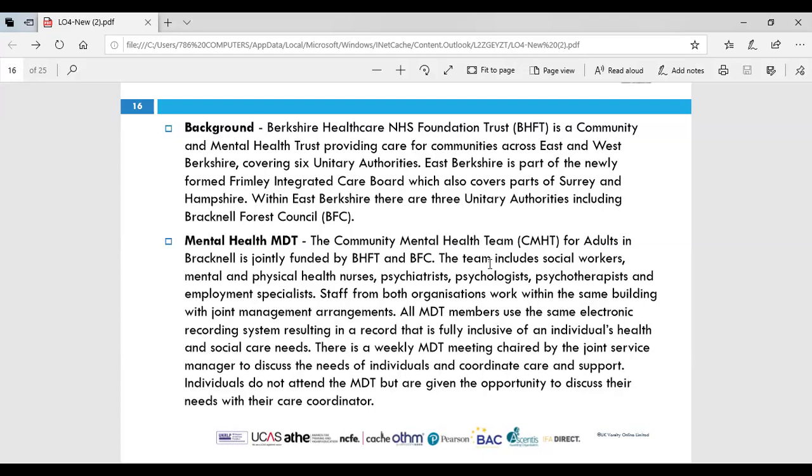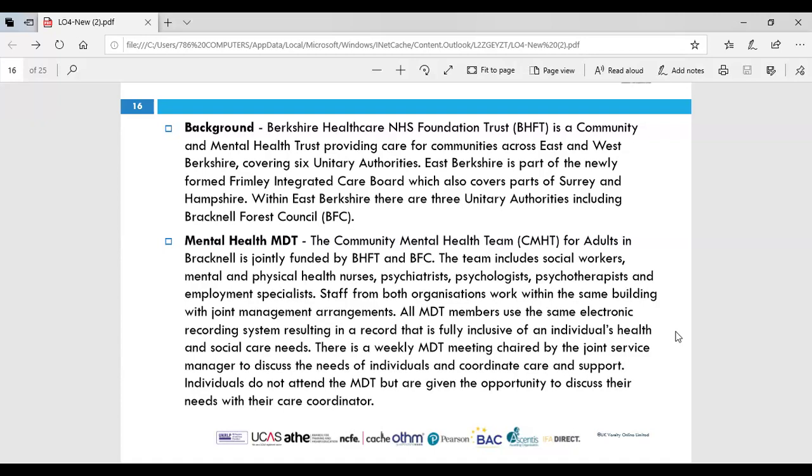Staff from both organizations work within the same building with joint management arrangements. All members of this team use the same electronic recording system, so there are no differences that exist. There's a weekly MDT meeting chaired by the joint service manager in order to discuss the needs of individuals, whatever care needs there are or whatever issues need to be discussed.